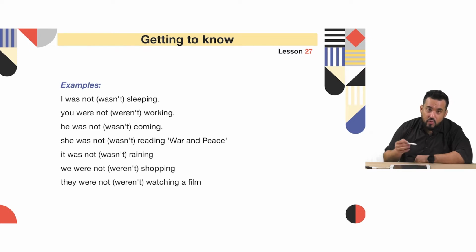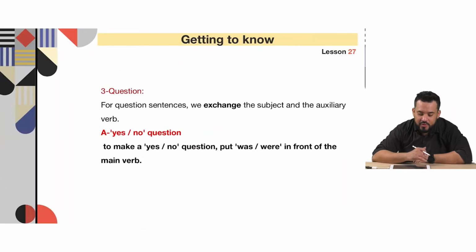The contraction form of was not is wasn't. So she wasn't reading War and Peace. It wasn't raining. We weren't shopping, and they weren't watching a film.